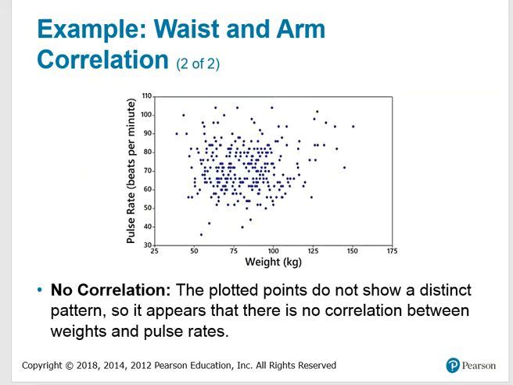This example doesn't have any correlation. We have dots everywhere, and because our dots are all over the place in what we call a shotgun effect, there is definitely not going to be a correlation.